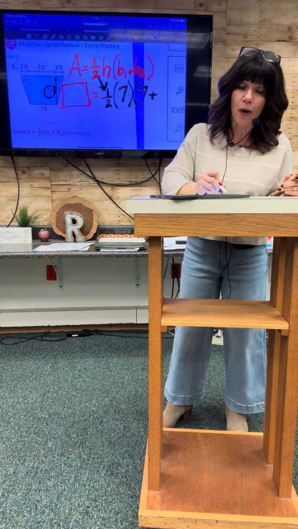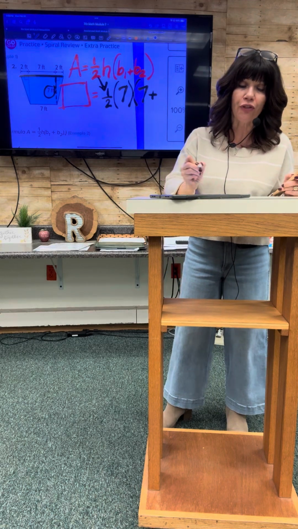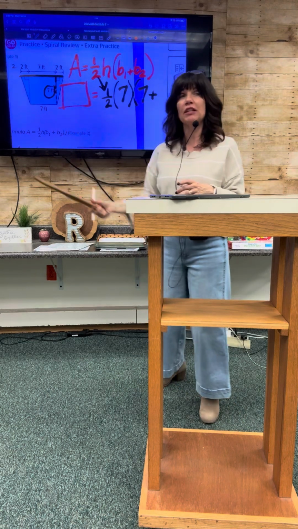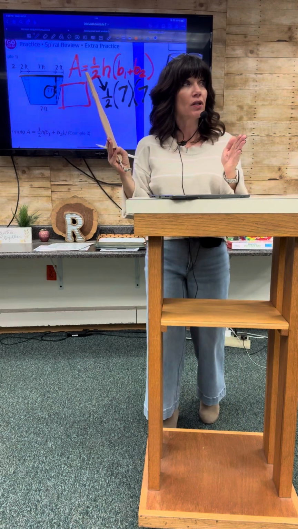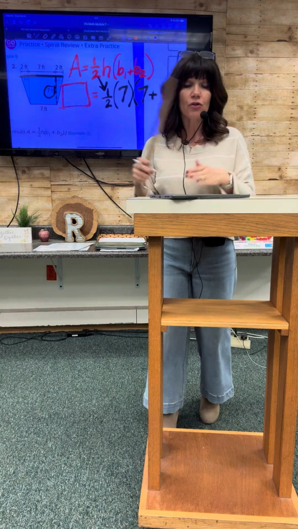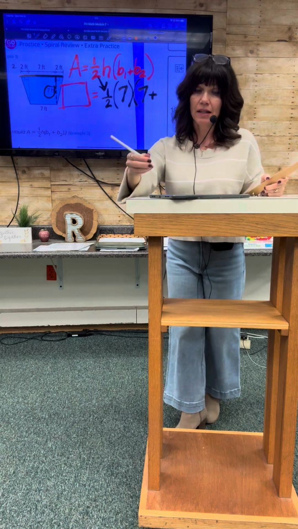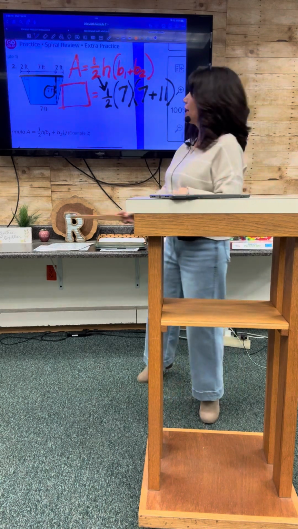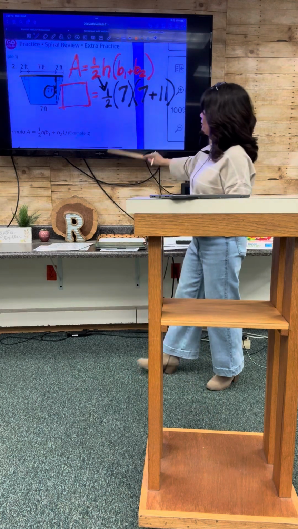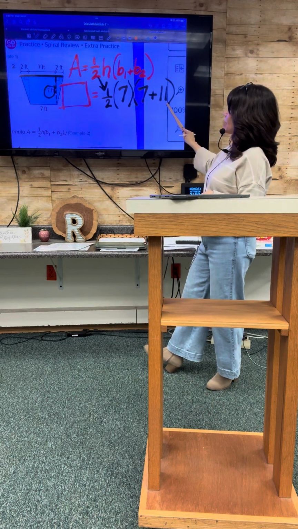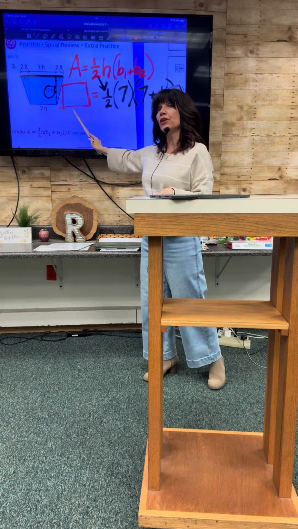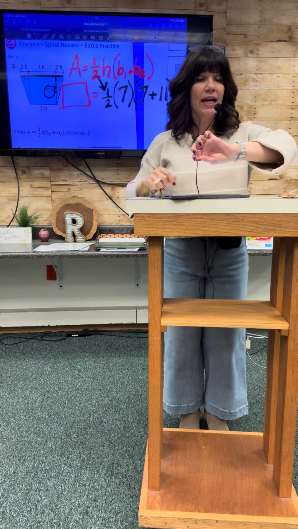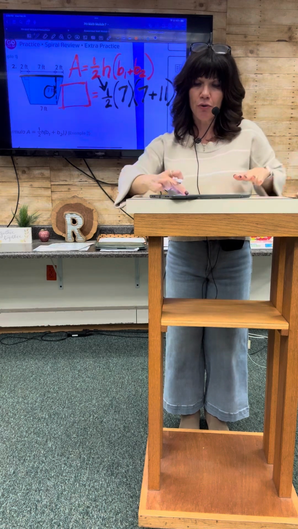Don't you agree we want the distance across the whole thing? So don't let them fool you that these are listed separately. They're expecting you to know to do what with those numbers? Add them together. So what amount is that base? 11. So in a moment on your calculators, you will be entering 1/2 times 7 plus 11. It will give you this area. Okay?